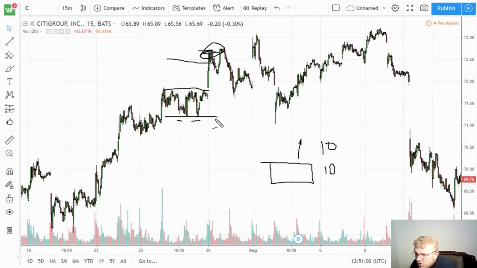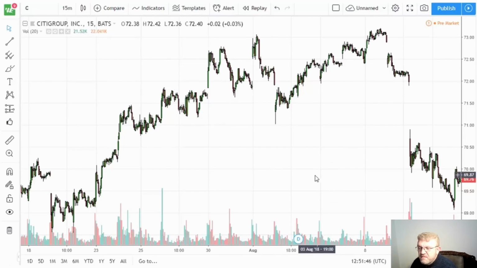Pretty straightforward way to trade, a very common pattern. No magic to it whatsoever. It's just an area where price can either go above or below. It's a simple trade where the market doesn't want to be. That's the idea of a double top or a double bottom.